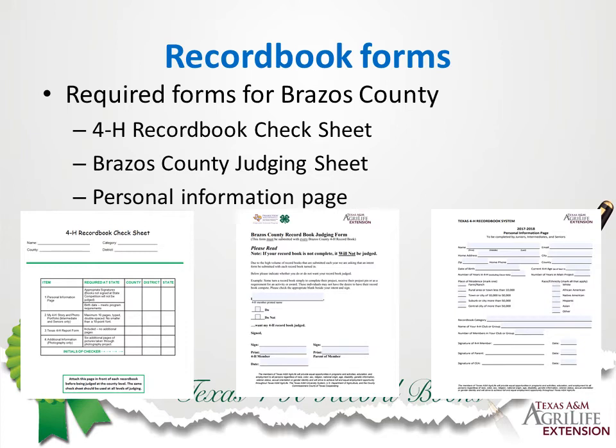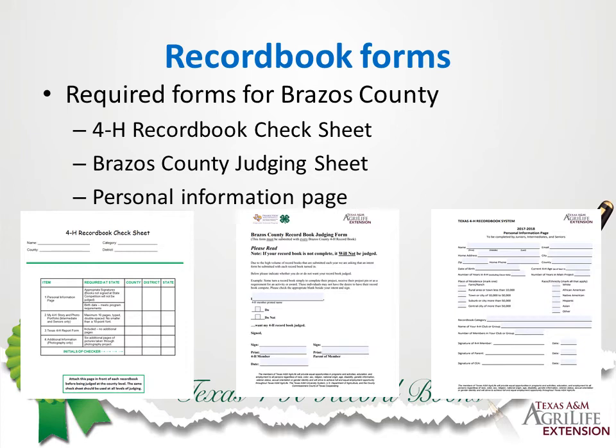The next thing we need is your 4-H record book check sheet. Make sure you put your name and your record book category. We're District 9 in Brazos County. Put that behind the record book judging form, and then follow it with the personal information page.